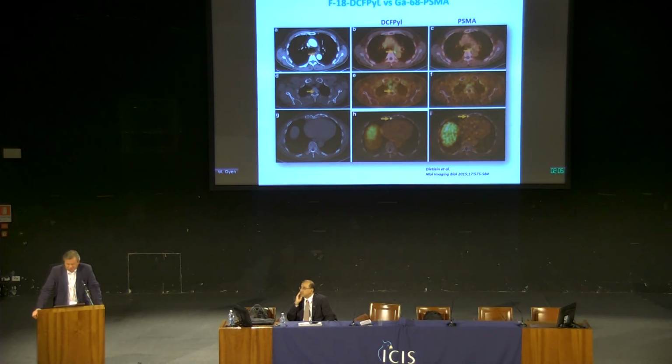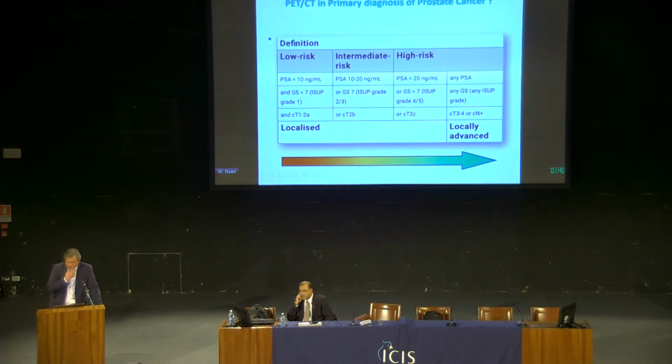There have been comparative studies, and it was shown that the pickup rate for small metastasis between the fluorine PSMA and the gallium PSMA were highly similar. However, I feel that the equivocal cases in small nodes is a little bit higher in the fluorine component. Where are we going to use it?